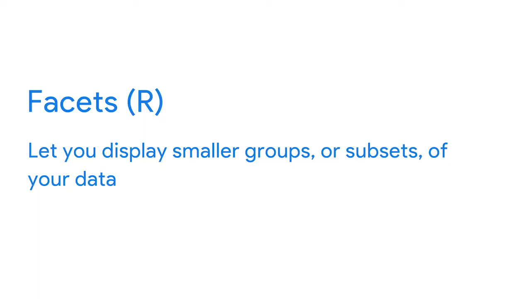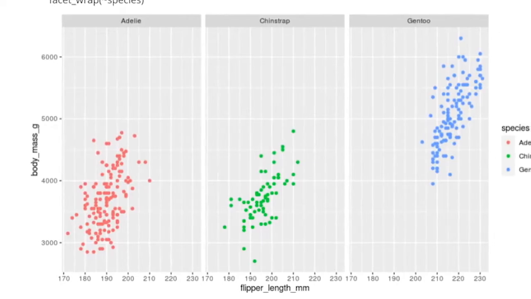Up next, we'll talk about the facet function. Facets let you display smaller groups or subsets of your data. With facets, you can create separate plots for all the variables in your dataset.